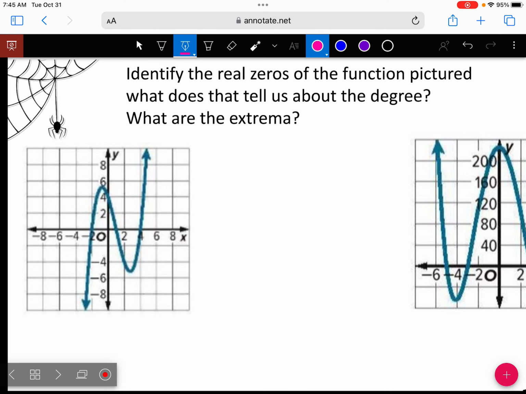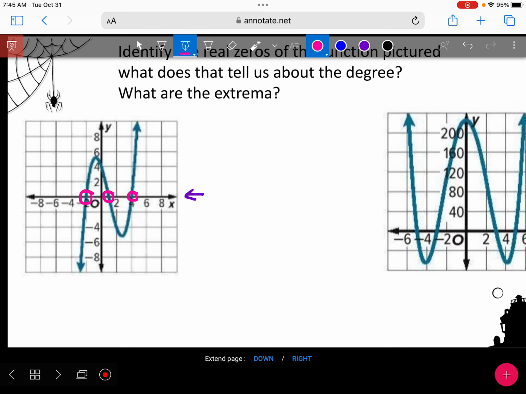Because how many roots, how many zeros does this one have? Remember, our roots are where it crosses our x-axis. So we have 1, 2, 3. So this has 3 real roots.